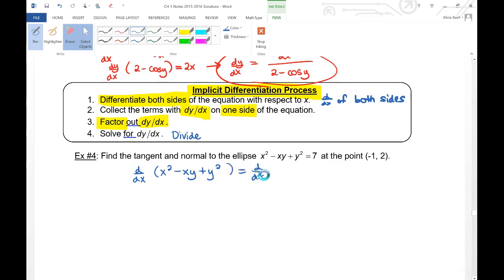So just x plus y. Okay, let's start with the x squared part. What's that become? 2x. Minus... now, be careful here. I'm going to do x times y.